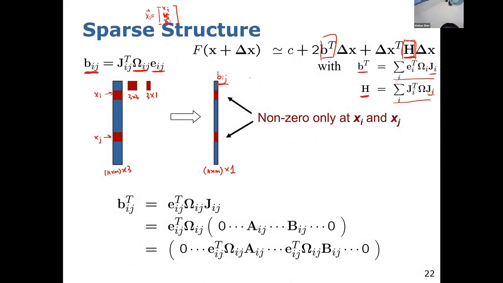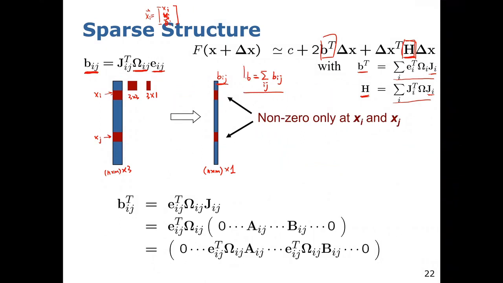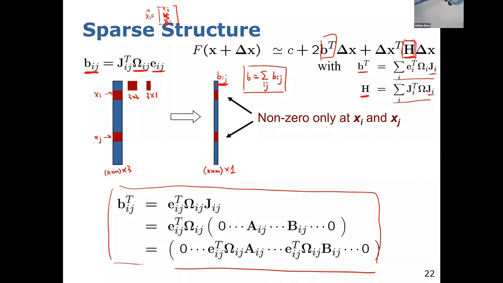And remember, what is the B vector? The B vector is just a sum over all the ij of Bij. Let's only focus on the Bij here. This is the exact form of what Bij looks like. Again, it's a long vector. Only 2 blocks are non-zero. This is a block related to Xi. This is a block related to Xj.